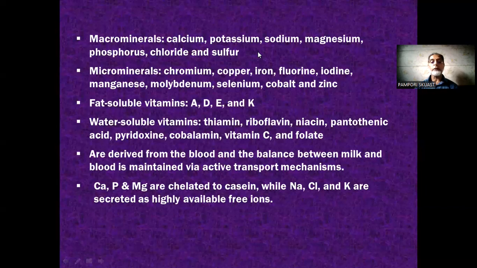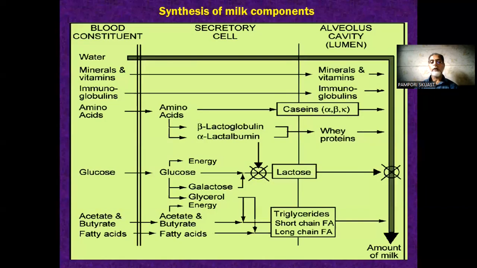Calcium, phosphorus, and magnesium are chelated to casein, so we have found that casein is also chelated with the calcium, phosphorus, and magnesium. So a good quantity of that calcium and magnesium gets produced through casein also, while sodium chloride and potassium are secreted as highly available free ions.